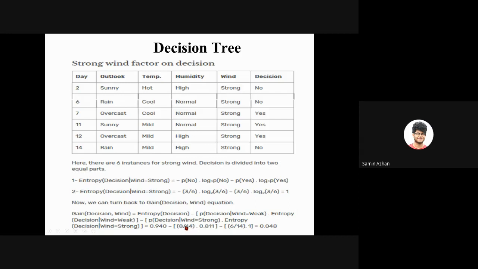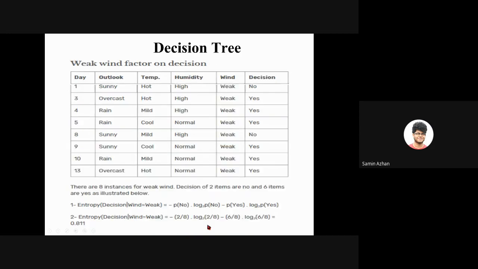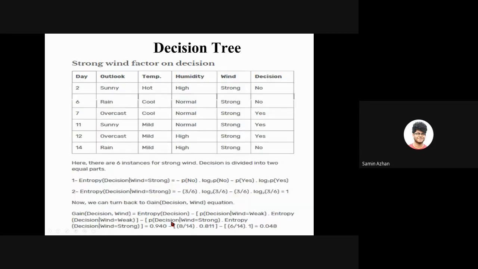That's how we got this value. So we have to multiply this value with the entropy of decision while wind is equal to weak, which was right here. We calculated it. Similarly, we have to do the same thing for wind is equal to strong.